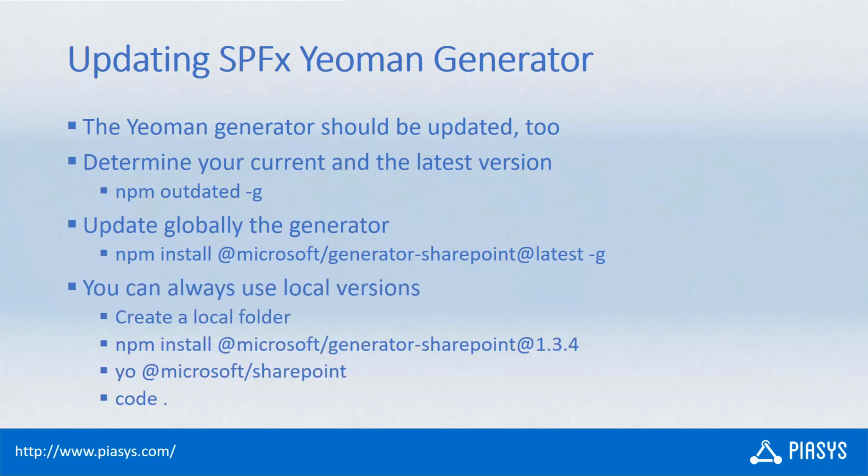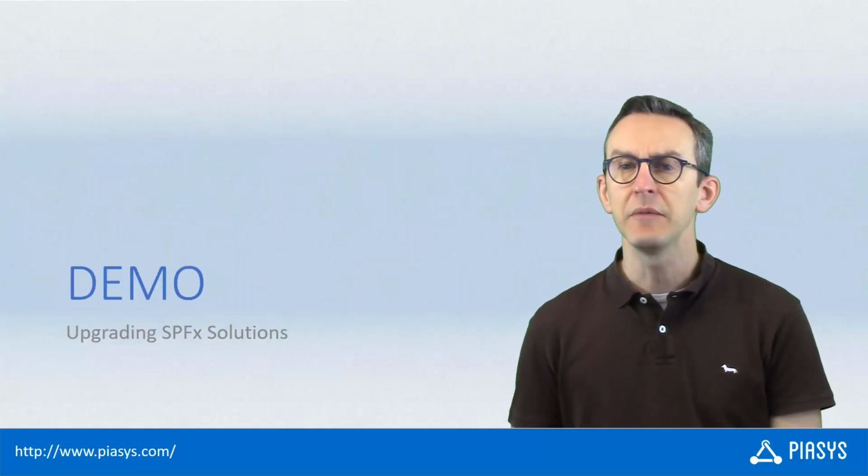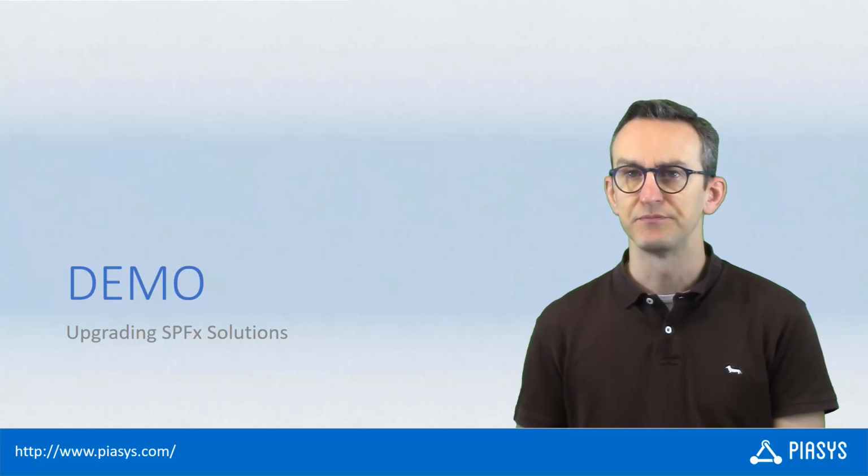And if you want to target any specific version of the Yeoman Generator, you can always create a local folder. You can install that specific version of the Yeoman Generator in that folder, and by running the Yeoman Generator from the folder, you will execute the local one, so the target version that you want to use for your specific solution. So let me move to the demo environment and let me show you how to do that in practice.